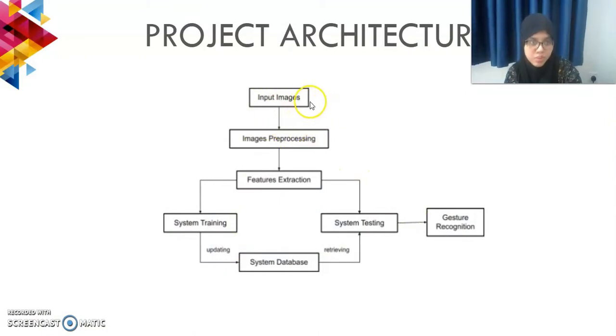First we will have the input image, and then later on the image will undergo pre-processing methods, which will then extract the features from the gestures. Then it will undergo system training and system testing. From the system training, it will then update the system database, which will then be retrieved into system testing. Then later, the system can detect the gestures.